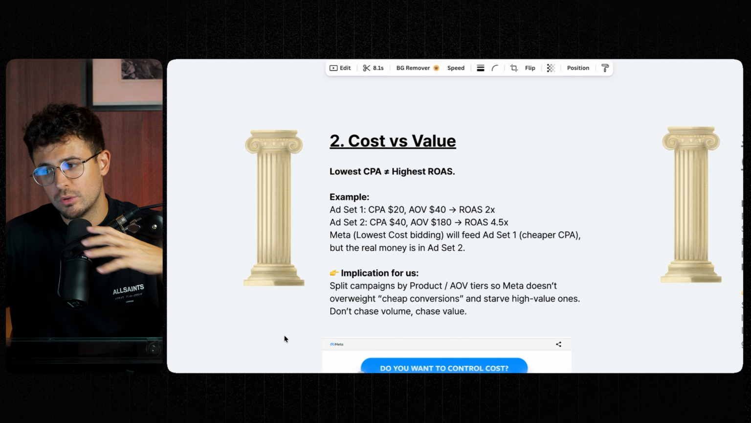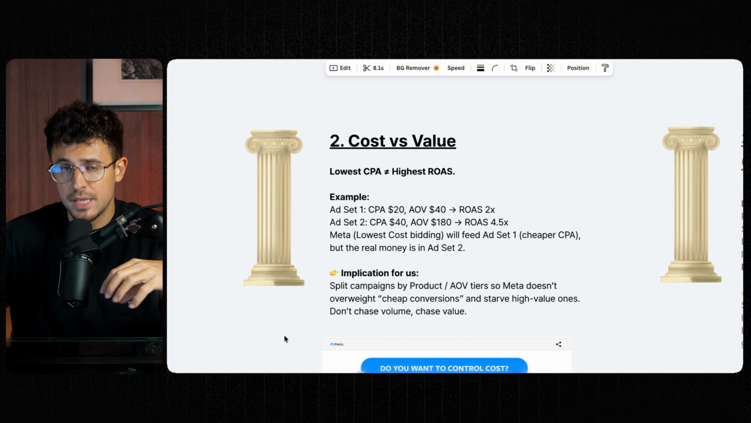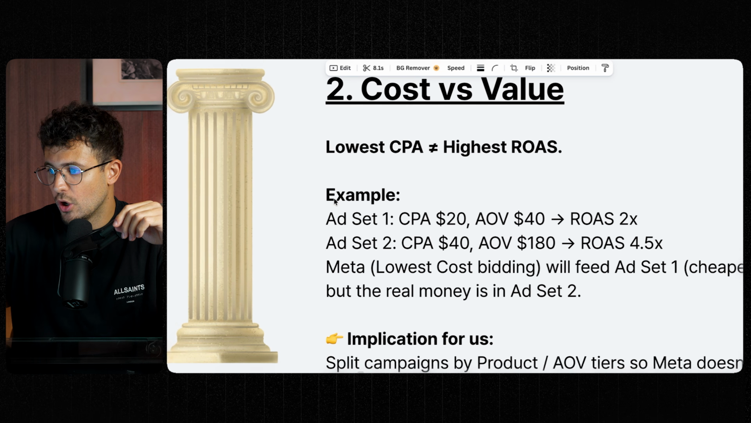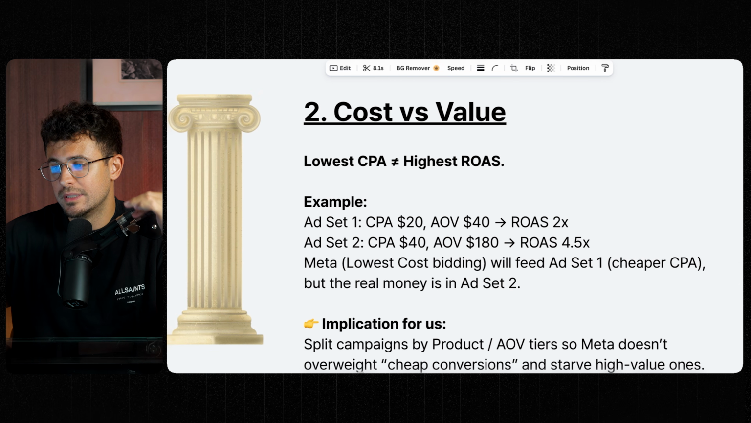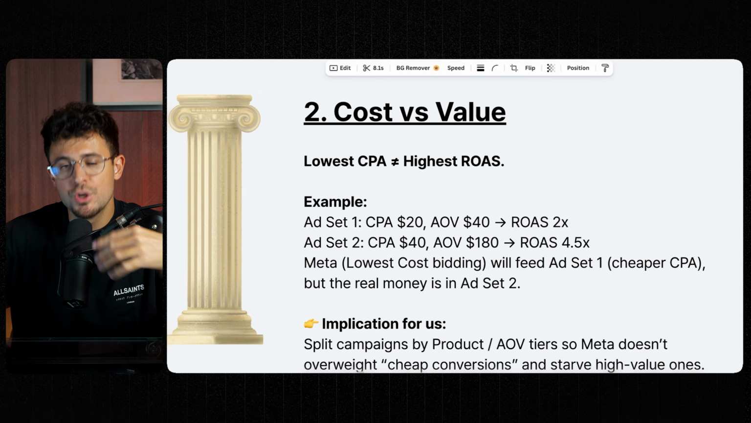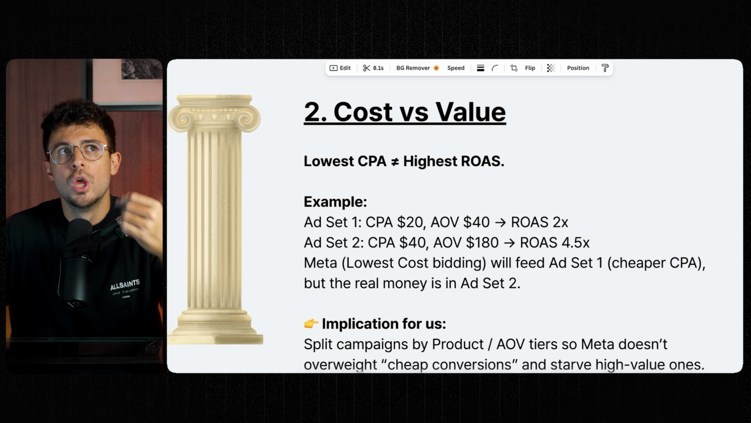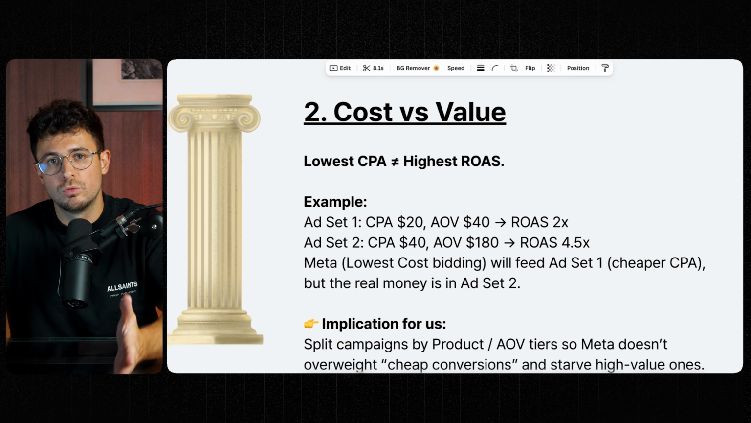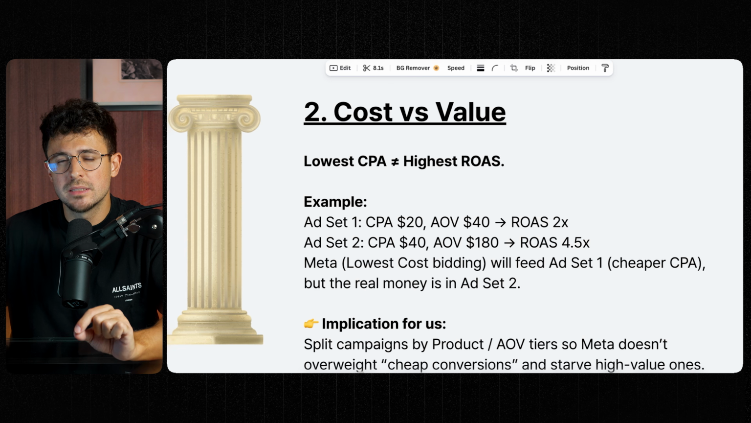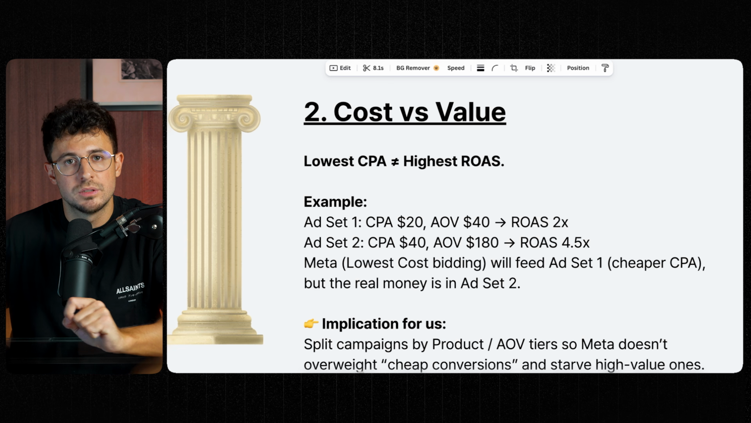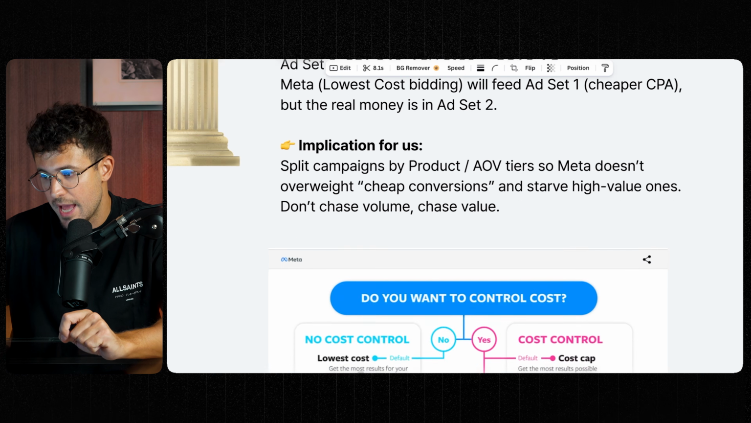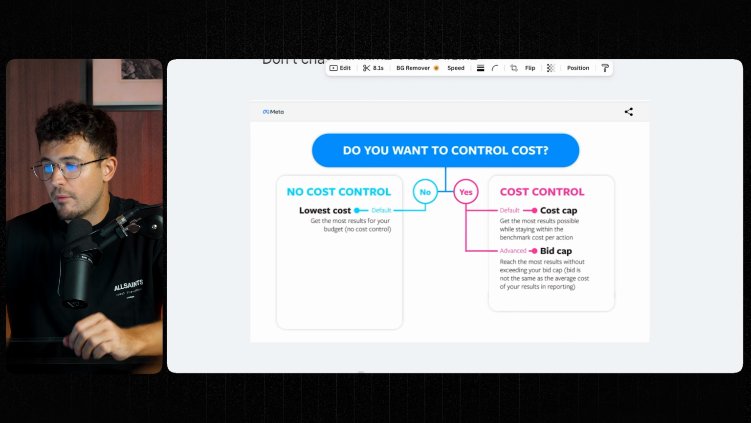When we run ads, we need to understand that we bid by highest volume, lowest cost. What does it mean? It means that Meta is going to put more budget on the ads that have the lowest CPA, which is not the highest ROAS. So you need to understand that when it comes to Facebook ads, because if your goal is a high return on ad spend, Meta is not going to put more budget towards those types of creatives, but is going to push more the creatives with the lowest CPA. And this is just a recap of how things actually work.